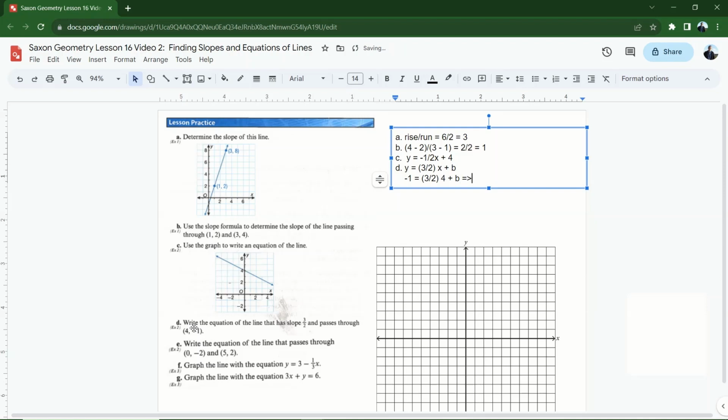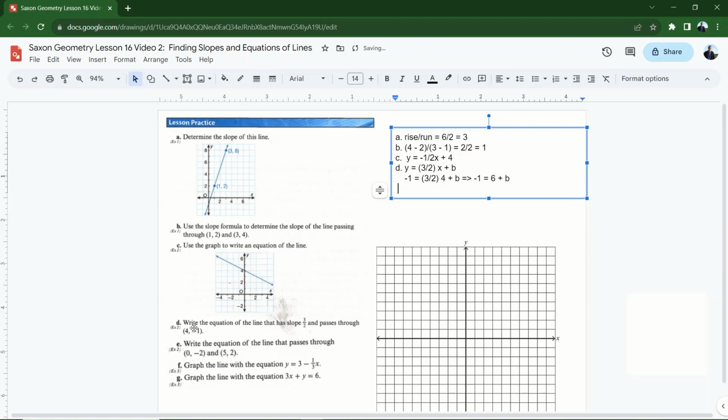So looking at this, it's going to be -1 equals 3 halves times 4. Well, that's just 3 halves times 4 over 1, 12 halves. 3 times 4 is 12, 2 times 1 is 2. So it's going to be 12 over 2 or 6. Do whatever you need to do to prove that to yourself. 3 halves times 4 is 6. Okay, plus b.